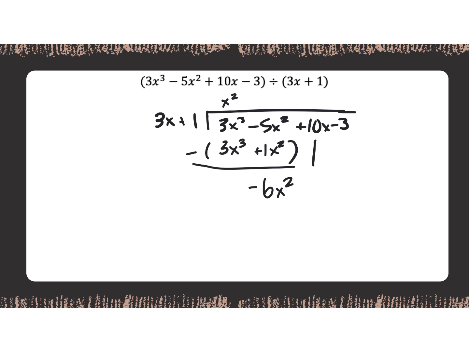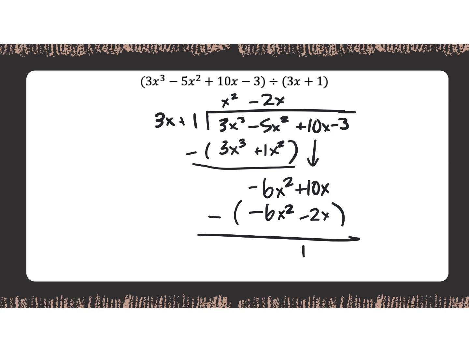Then I'm going to bring down my 10x. I ask myself, how many times does 3x go into negative 6x squared? It goes in negative 2x times. So negative 2x times 3x is negative 6x squared, and negative 2x times 1 is negative 2x. I subtract, I end up getting 12x, and then I'm going to bring down my minus 3.